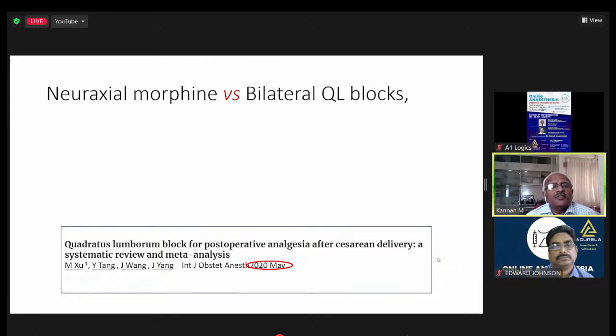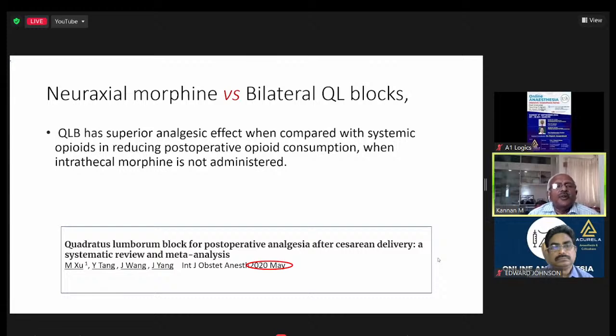So then the next question arises: neuraxial morphine or bilateral quadratus block, which is better? After a review and meta-analysis done in 2020, they conclude quadratus lumborum block had a superior analgesic effect when compared with systemic opioids. It reduces the postoperative opioid consumption when you use systemic opioids. When intrathecal morphine is instituted in a patient, it is not needed, so you need not administer the bilateral block. So the conclusion is that neuraxial morphine or bilateral QL block is good enough. So you need not combine both.